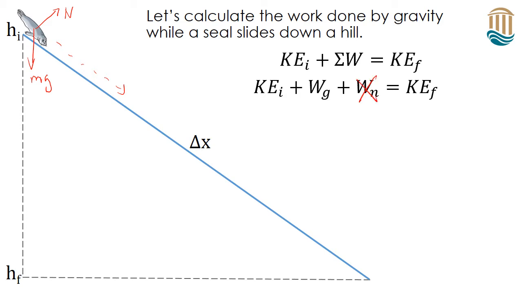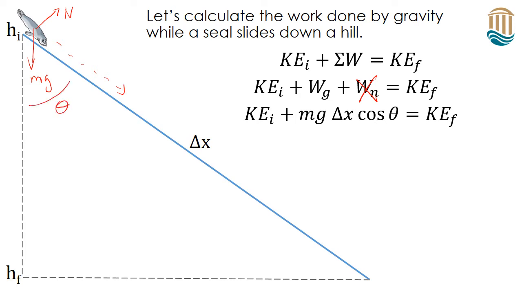So all we have is the work of gravity, which is the force of gravity mg times the displacement delta x times the cosine of the angle between the two, which ends up being exactly the same angle as the top of this triangle. So with that, we can easily calculate the kinetic energy, the speed, at the bottom.